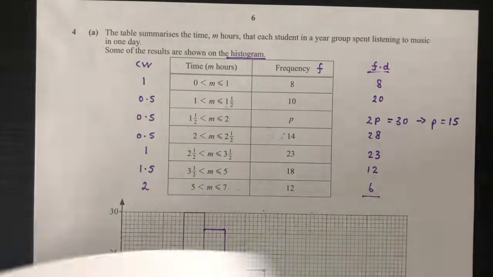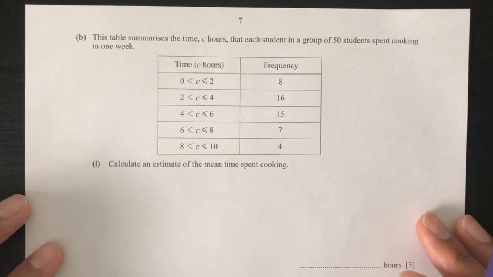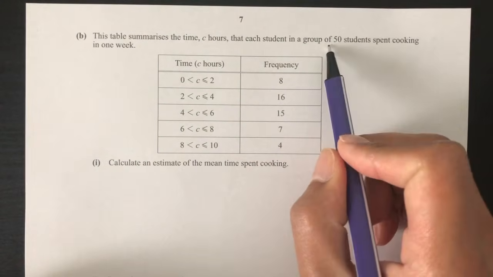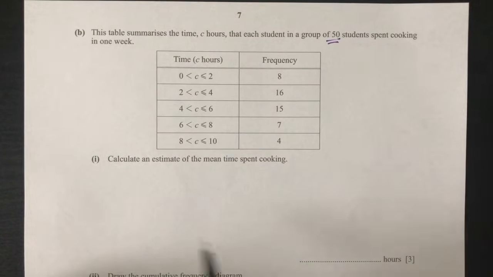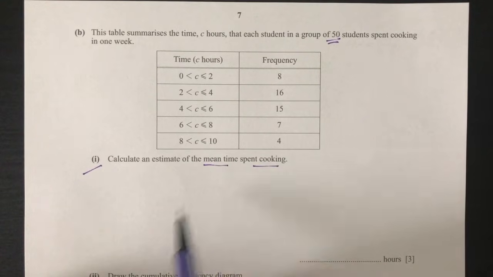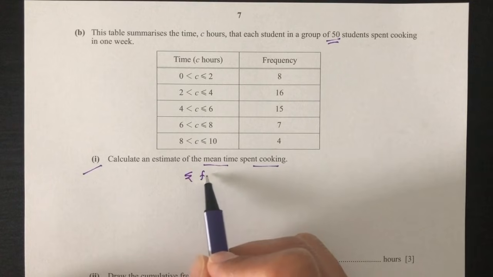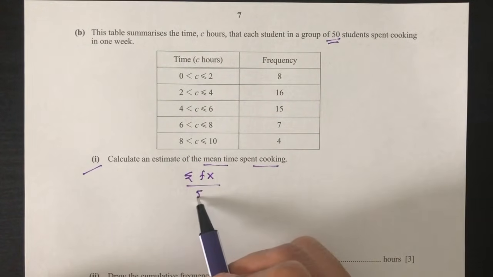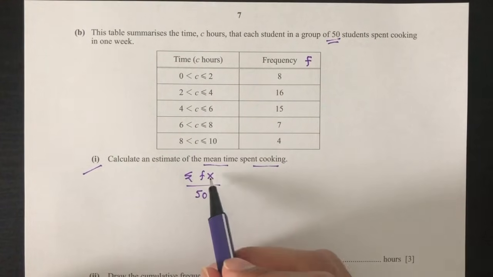Now, moving on to the next part. Here we have, for part B, this table summarizes the time, C hours, that each student in a group of 50 students spent cooking in 1 week. Alright, so part 1, calculate an estimate for the mean time spent cooking. So to find the mean time, we have to find the sum of fx divided by number of students, which is 50. So we know f is here, so we have to find x.